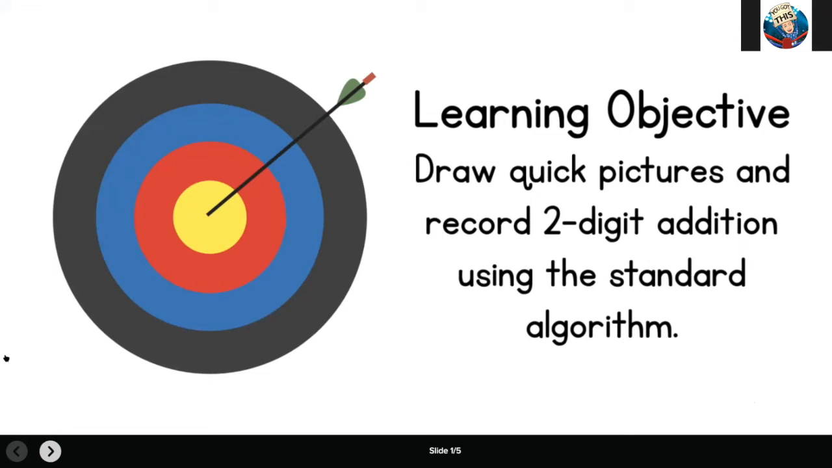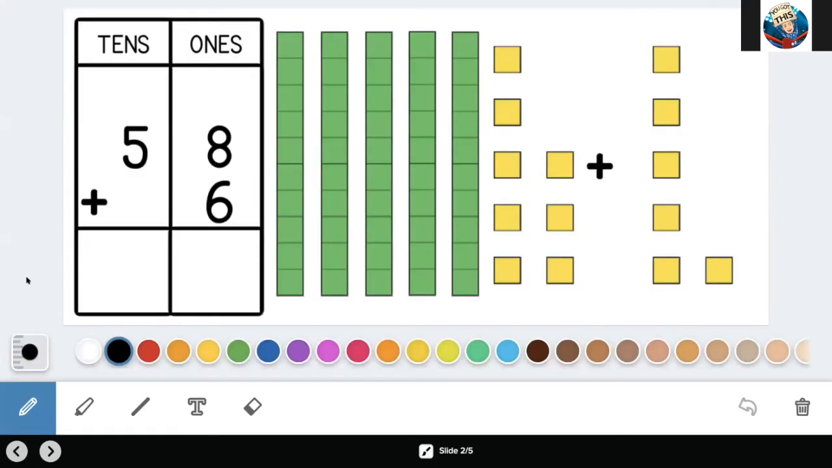In today's video, our learning objective is draw quick pictures and record two-digit addition using the standard algorithm. Hello, boys and girls. Today we're going to be adding two-digit numbers using a standard algorithm as well as using base 10 blocks as our manipulatives.